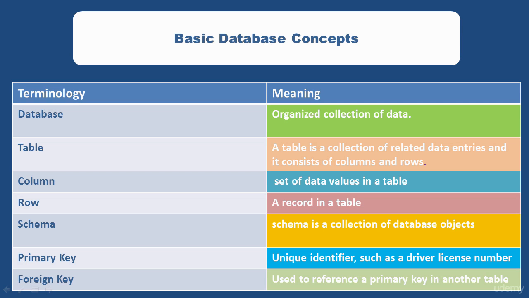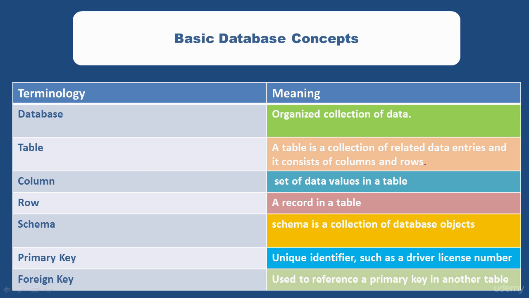Primary key. A primary key is a unique identifier such as your driving license number or your health insurance record. It is a unique identifier that is used to identify unique records. So no two people can have the same records. So you are able to enforce that using a primary key.